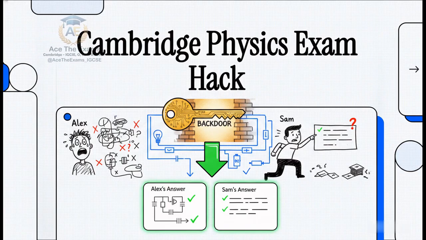Then we have Sam. Sam's problem is that he rushes. He skims the question, completely misses the crucial command words, and just throws away easy marks, despite the fact that he actually knows the physics. Today, we're going to fix both of these flawed habits. I'm going to show you how to transform those red marks into perfect green check marks by decoding the exact structural expectations that examiners use to test electric circuits.